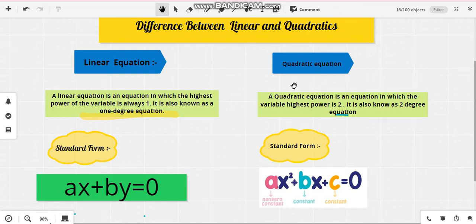Assalamu Alaikum. I'm Badr. Today we are going to discuss the main difference between linear and quadratic equations.